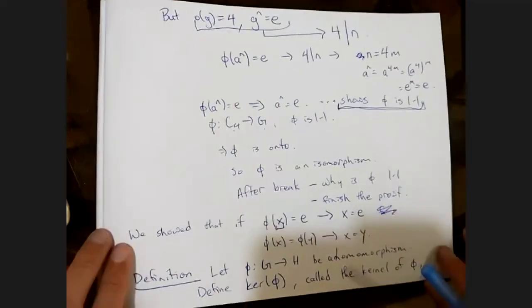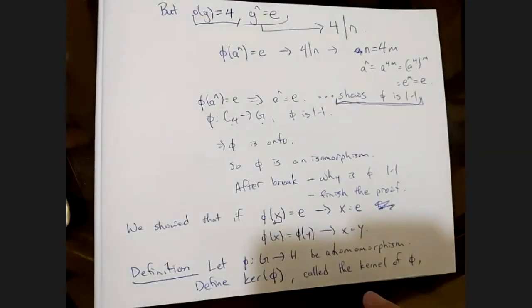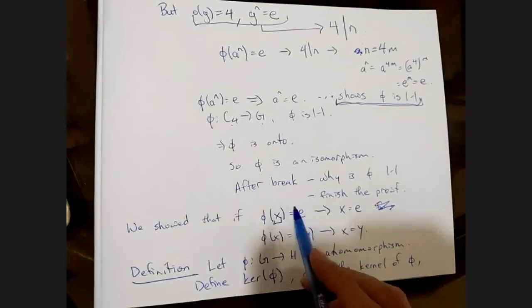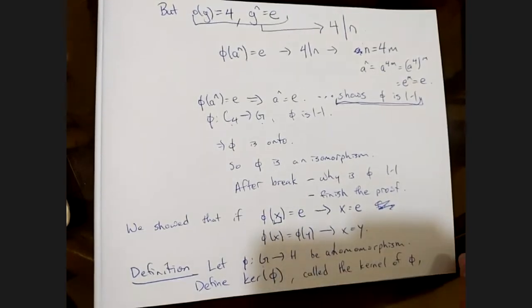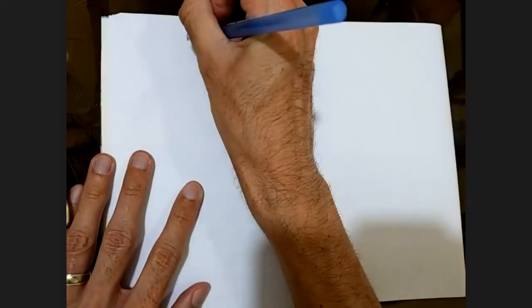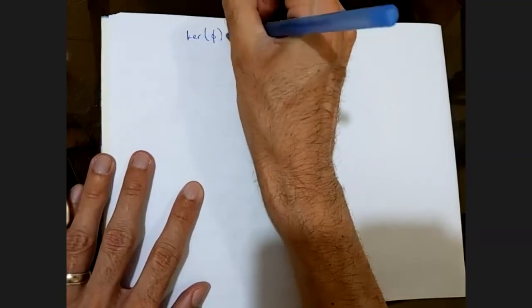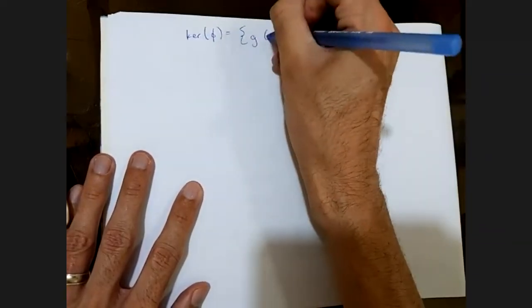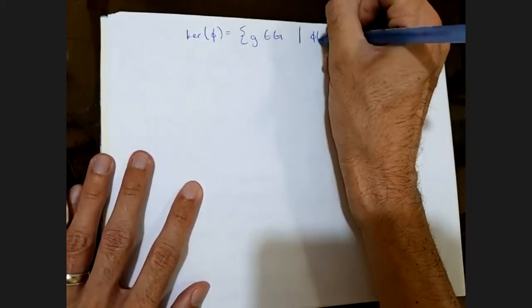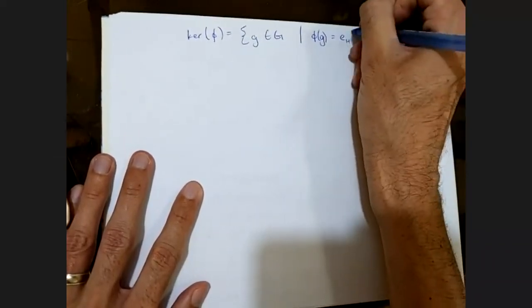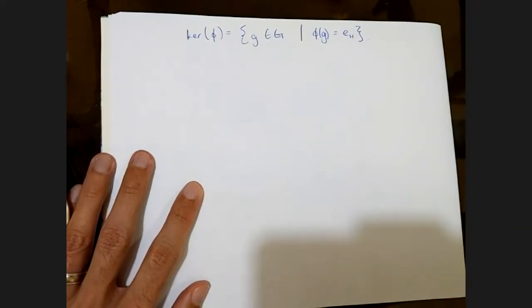The kernel of phi is going to be all the elements of G which map to the identity of H. So this is a subset of G. It's all the elements in G such that phi of g is the identity of H. And the kernel of phi has a lot of nice properties.